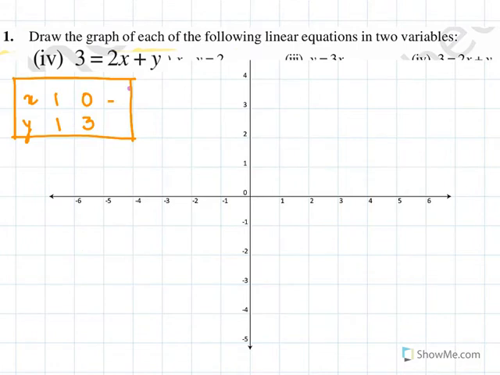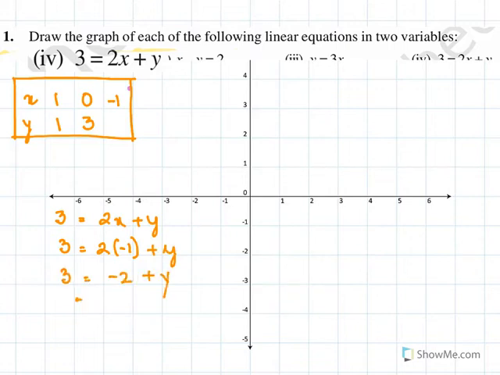Next, for a change, I will take x equal to minus 1. So 3 equal to 2x plus y. 3 equal to 2 times minus 1 plus y. So 3 equal to minus 2 plus y. 5 equal to y. So when I take minus 1, I get 5.